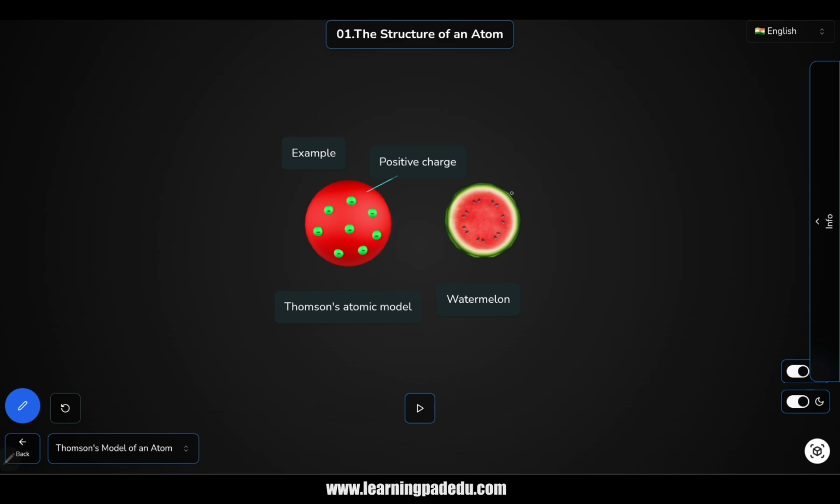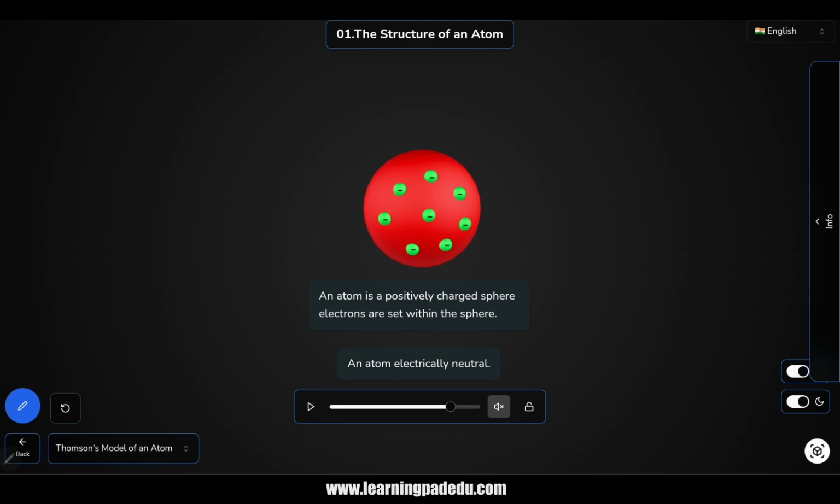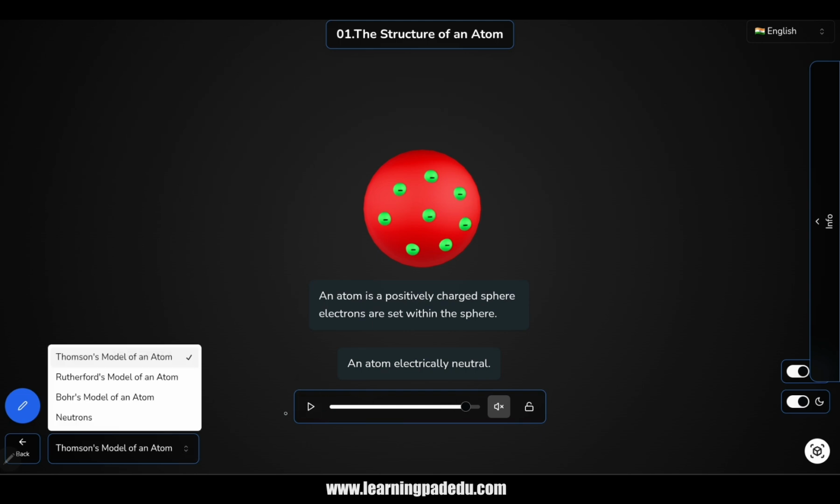So in the Christmas pudding, the black currants were compared to electrons, and in the watermelon, the black seeds are compared to electrons. Then, the atom is a positively charged sphere with electrons embedded in the sphere, or you can say they are set into the sphere. So because the atom has both positive and negative charges together, the atom is electrically neutral. So this was said by J.J. Thomson.